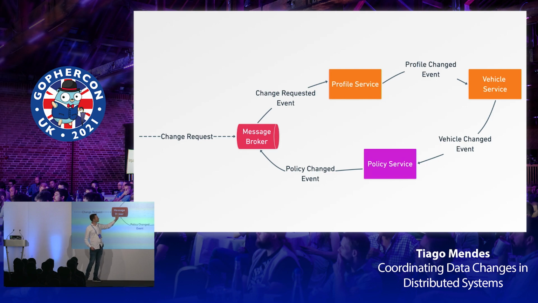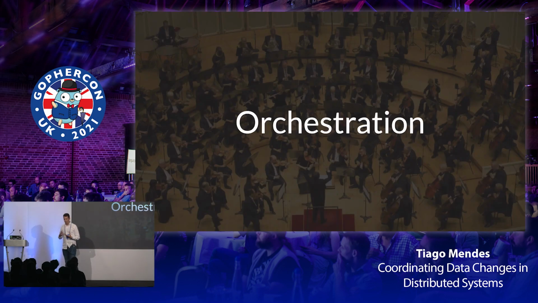We have this event sent to the profile service. So the profile service is consuming this event and knows that it needs to change its data. It then goes to the vehicle service that knows that profile service changed the data, profile service emits an event, now vehicle service will listen to it and change it. And then it emits the events to a policy service, and finally we can finish off by saying that the changes are done.